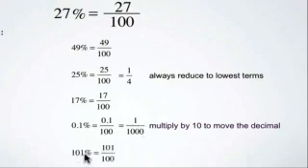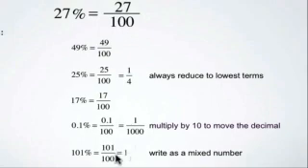And finally, if I look at 101%, so I have 101 over 100. Now, in this case, I have an improper fraction because the top numerator is bigger than the bottom denominator. So I'm going to write this as a mixed number, because what it is, I have a whole. I have 100 over 100 with 1 left over. So it's 1 whole and 1 per 100.